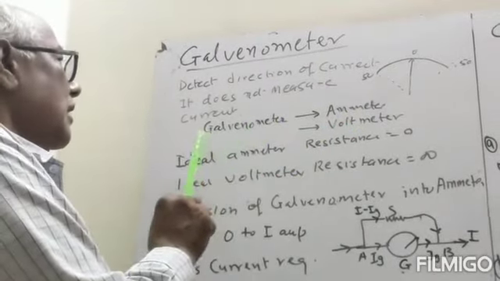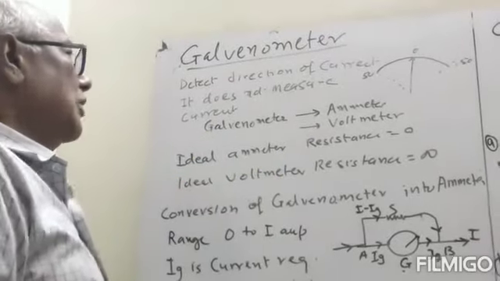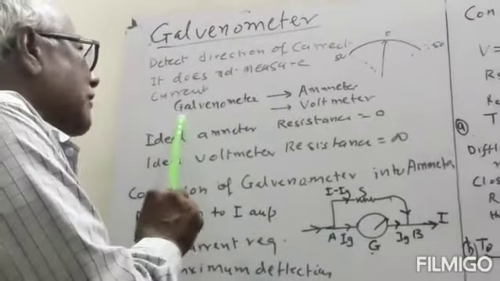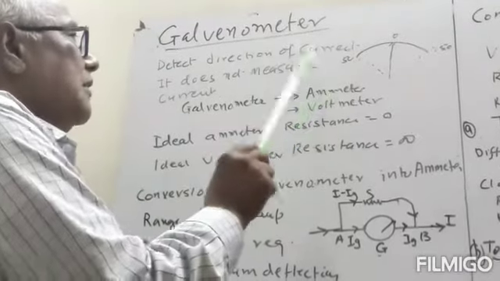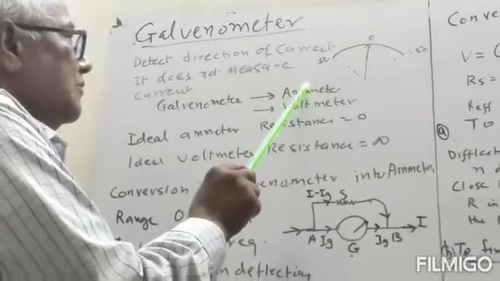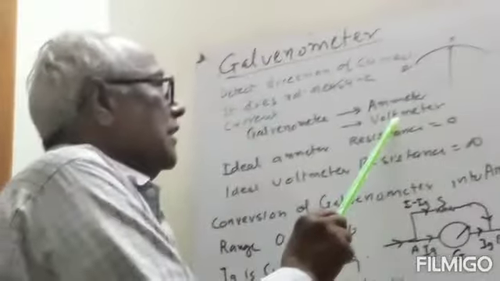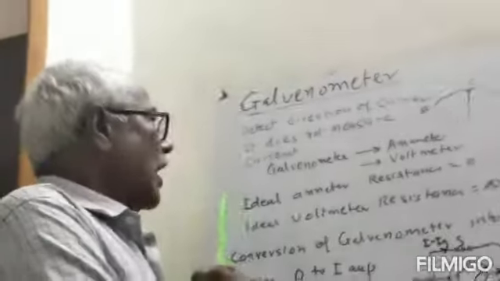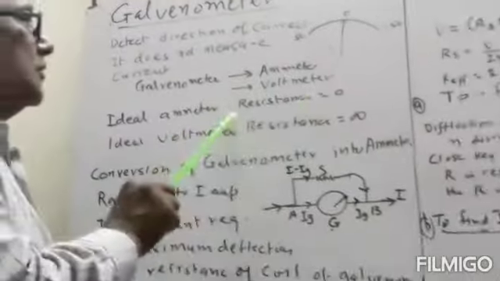So, how to convert a galvanometer into ammeter? What is the ideal ammeter? What is the ideal voltmeter? So, ideal ammeter has zero resistance.